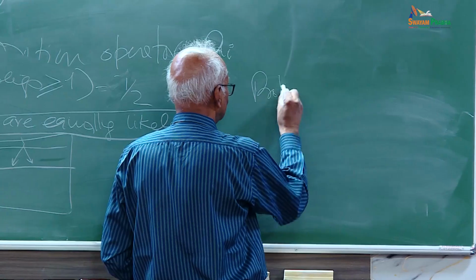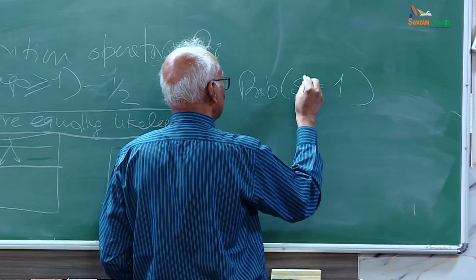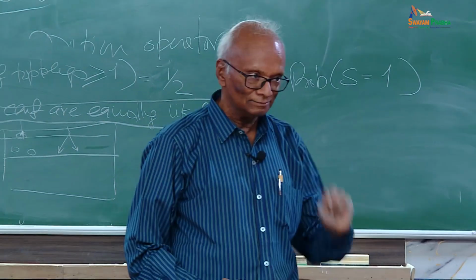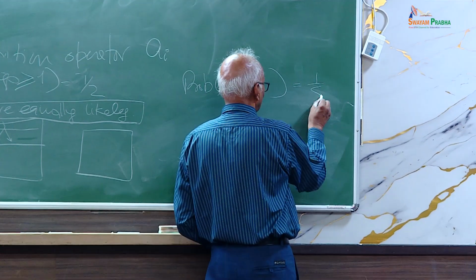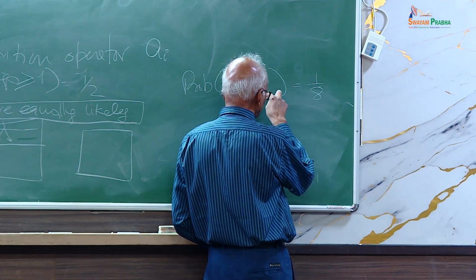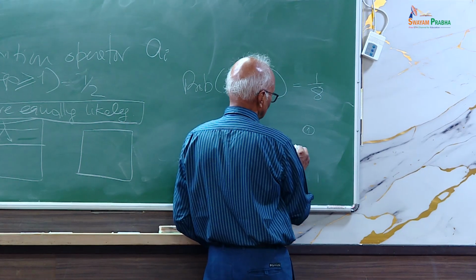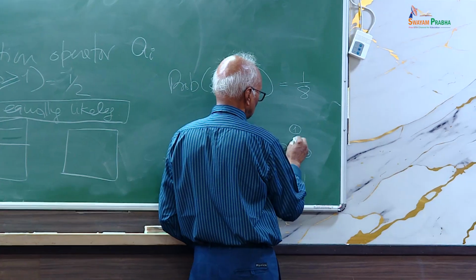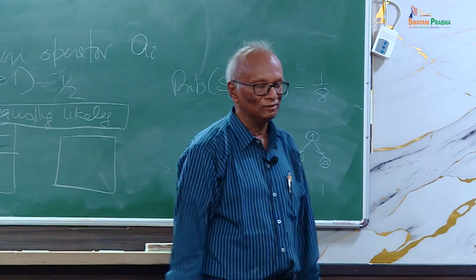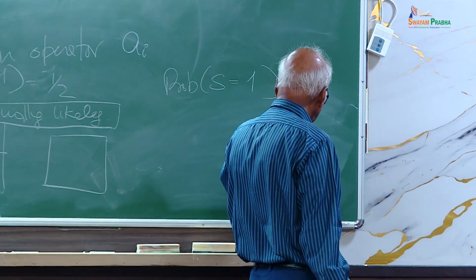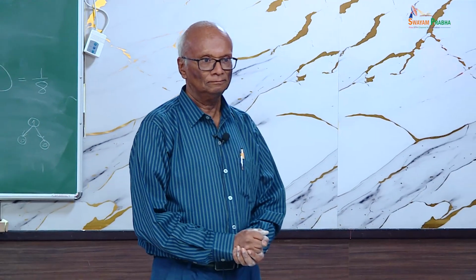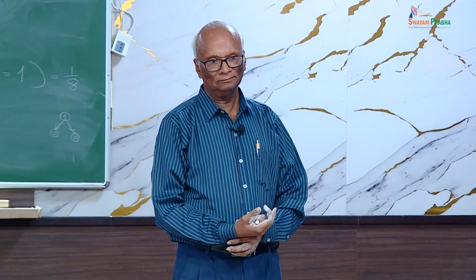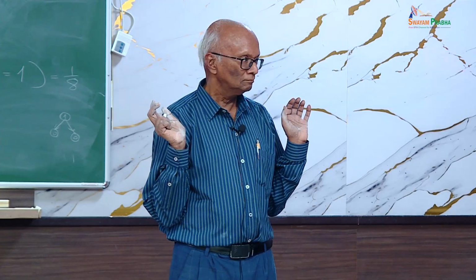The probability that S equals 1, where S is the number of topplings when I add a particle at random on the top layer, is equal to 1 by 8. In order for this to have only one toppling, this site should be 1 and both of these below should be 0, so that when it topples here, no further topplings occur. This occurs with probability half, this with probability half, this with probability half, independently, so the full answer is 1 by 8. So I have calculated that the probability that the number of topplings is exactly 1 is 1 by 8. Not a lot of hard work.